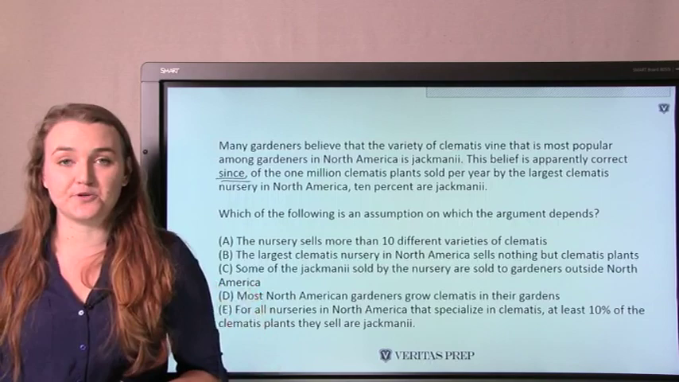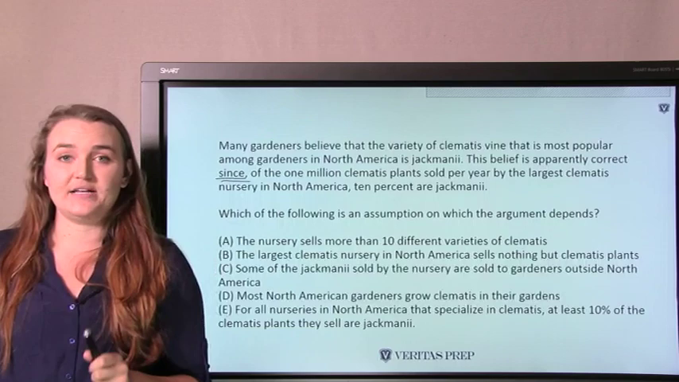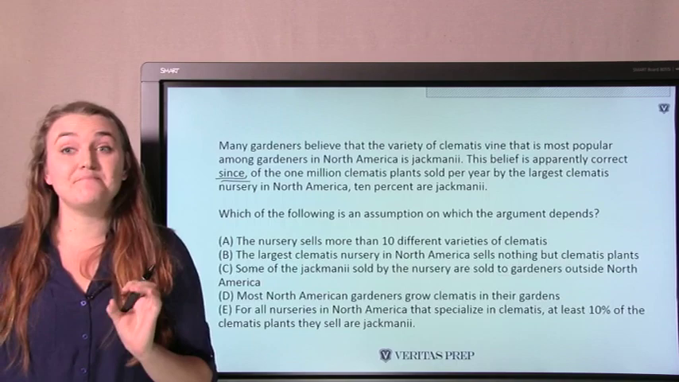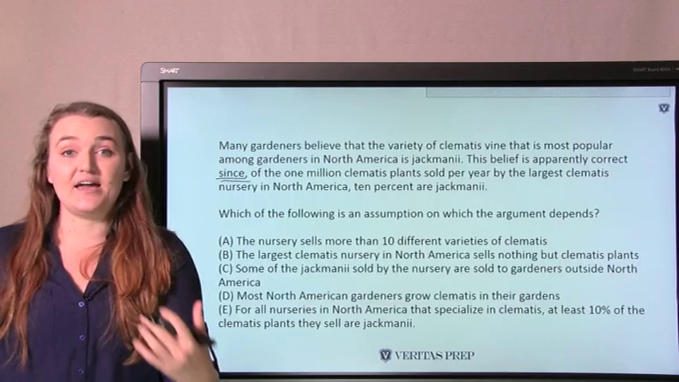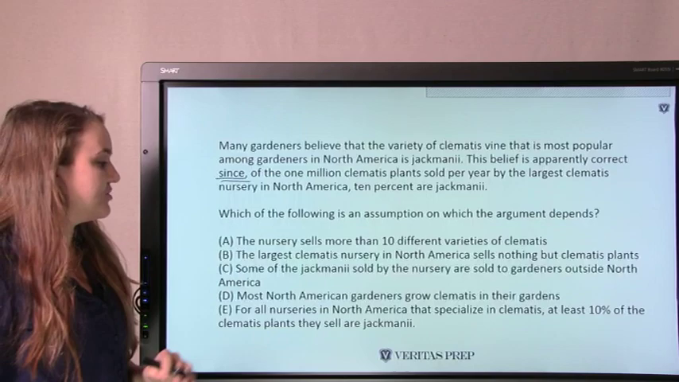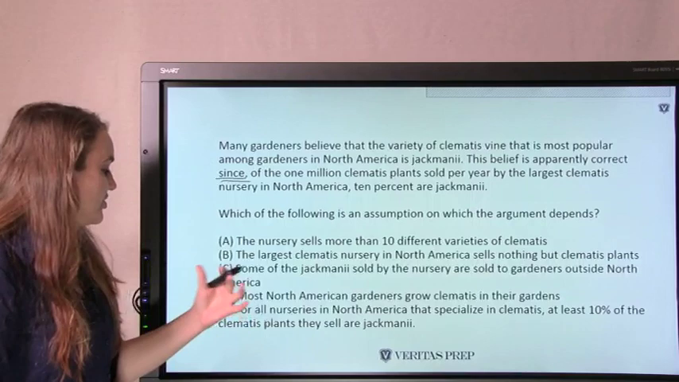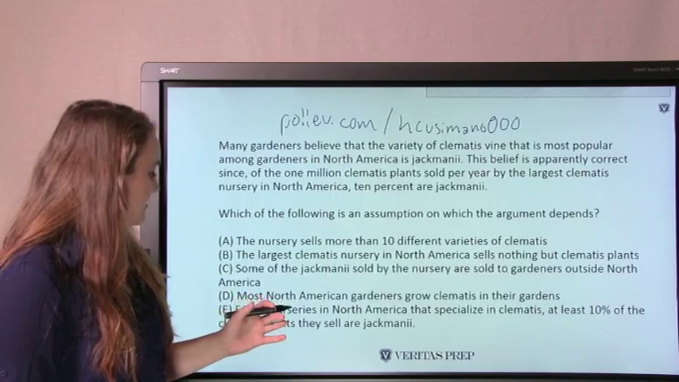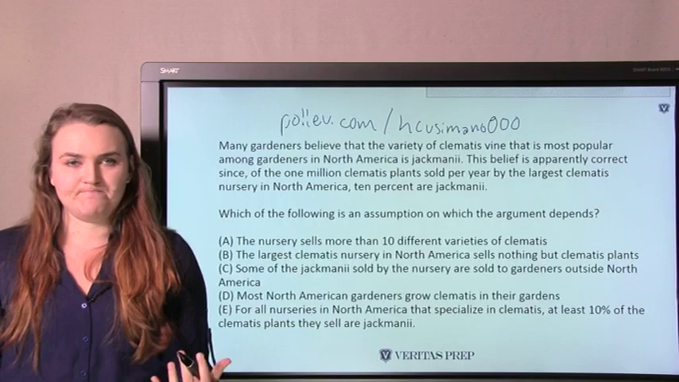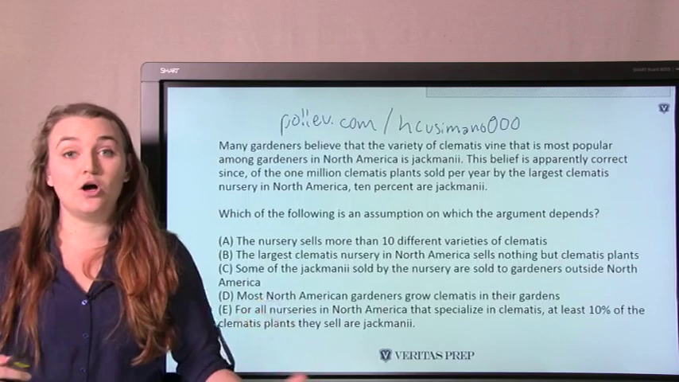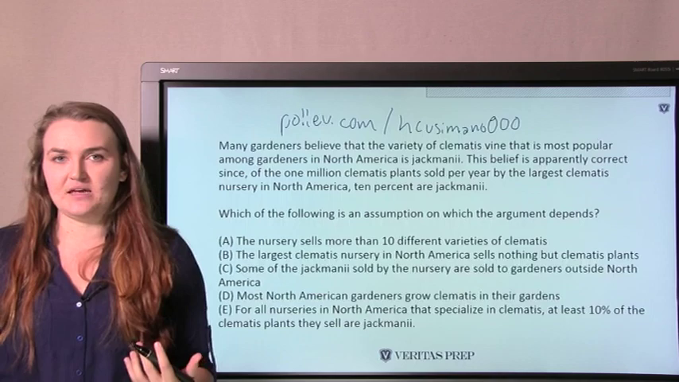And I'd like to start by addressing some of these convincing wrong answers first. Answer choice E is not our correct answer, despite the fact that in many cases, it is chosen about at par with answer choice A, our correct answer. But let's talk about why. So for all nurseries in North America that specialize in clematis, at least 10% of the clematis plants they sell are Jackmani. For all nurseries, right? So if we've got this for all nurseries, ooh, sorry guys, my technology's tripping up on me. If we have this for all nurseries, well, certainly we would need to know that what is true of the sample must also be true of the population, right? But that doesn't inherently mean that what is true of the sample must be true of every other sample.